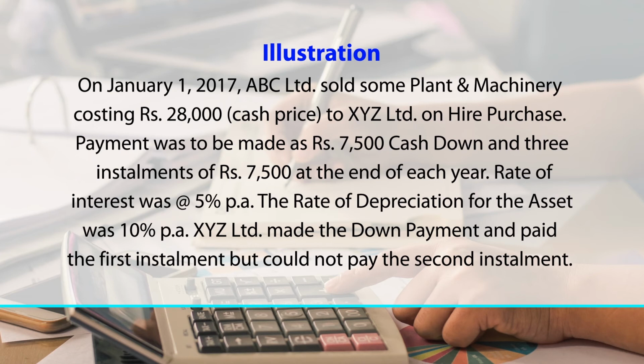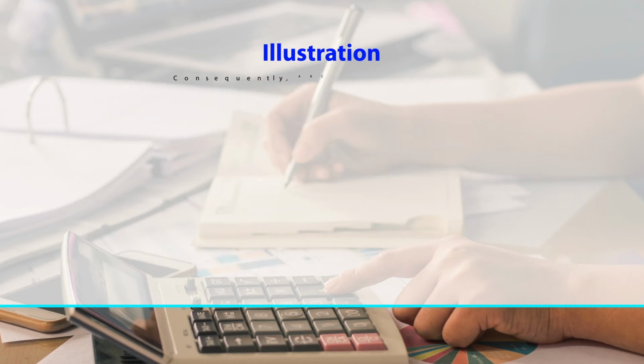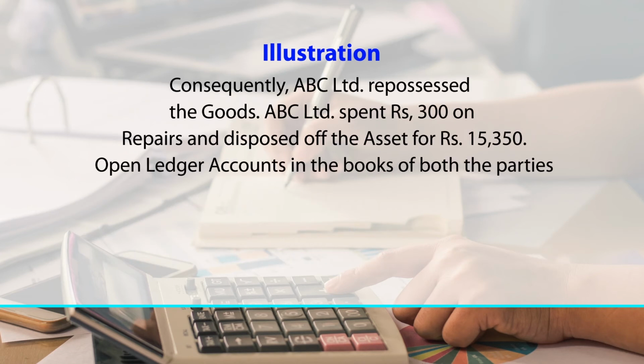XYZ Limited made the down payment and paid the first installment, but could not pay the second and third installments. Consequently, ABC Limited, the hire vendor, repossessed the goods. He decided to take the entire goods back, spent rupees 300 on repairs, and disposed of the assets for rupees 15,350. Open ledger accounts in the books of both the parties.